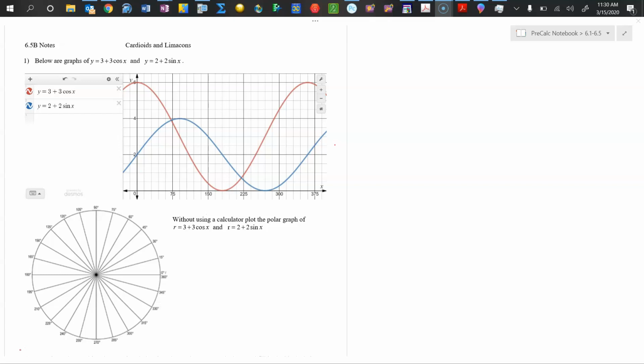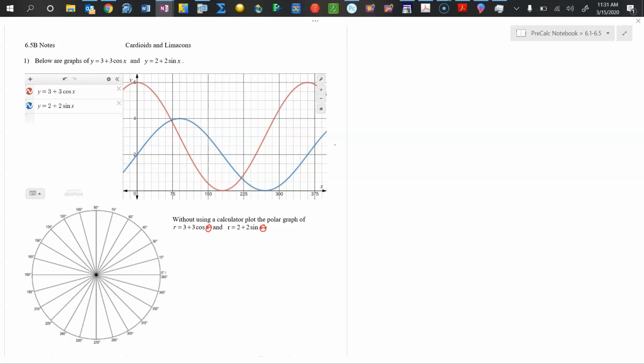plus 3 cosine x and y equals 2 plus 2 sine x, and then use those to make graphs of 3 plus 3 cosine theta. This should be a theta down here, and 2 plus 2 sine theta should also be a theta. So as we did before, we'll start by looking at critical values of those functions in the Cartesian coordinate system. So let's start with y equals 3 plus 3 cosine theta.